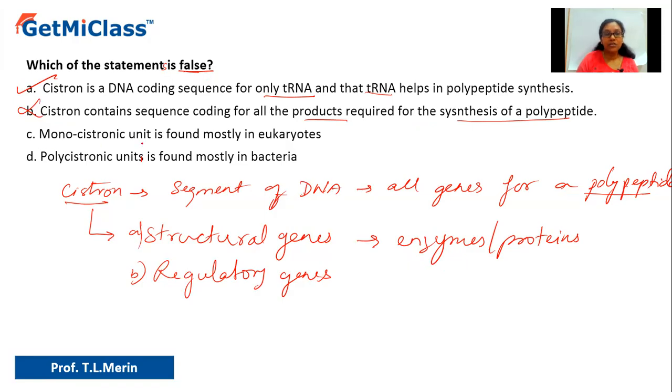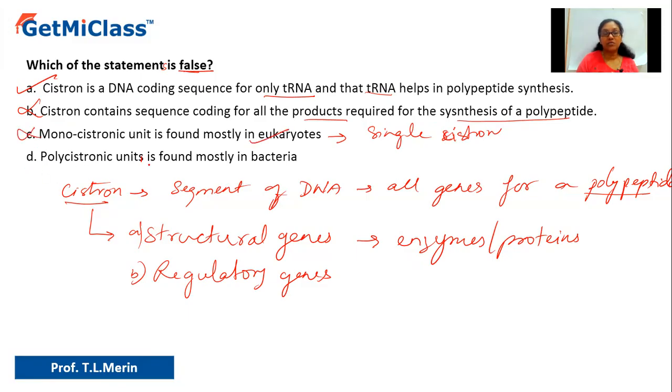Option C says monocistronic unit is found mostly in eukaryotes. Yes, absolutely right, because here each protein is coded by a particular cistron, which is monocistronic. Only a single cistron will be present, a single cistron for the expression of a particular protein. So this is also a correct statement, but it is not the answer.